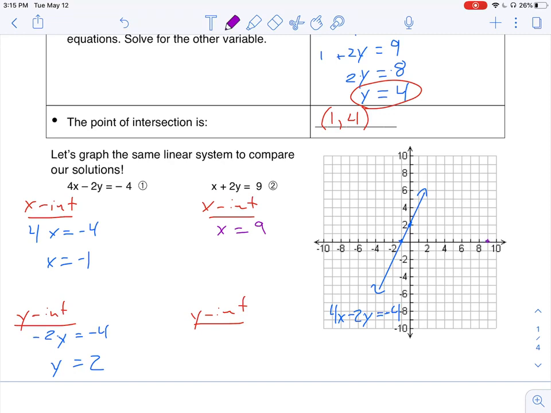Right there. And then set my y-intercept. That would mean x is 0. So that's 2y equals 9, which gives me a y value of 4.5, which is about right here. And then if I draw these going through each other, I end up passing through that point of intersection.